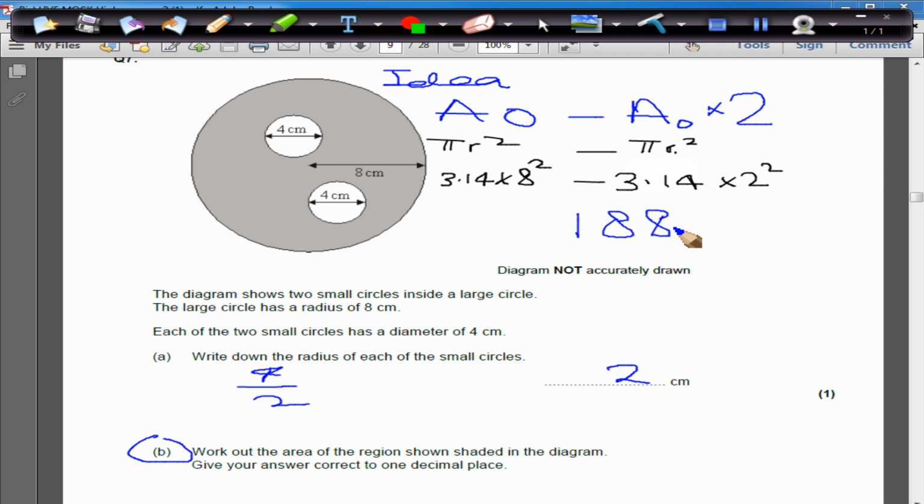Idris, what do you get for your answer? What is it? 5.9. Yeah, that's right. What do you get? 175.9. Okay, now we haven't done one thing. We haven't multiplied it by 2 because there's 2 circles.